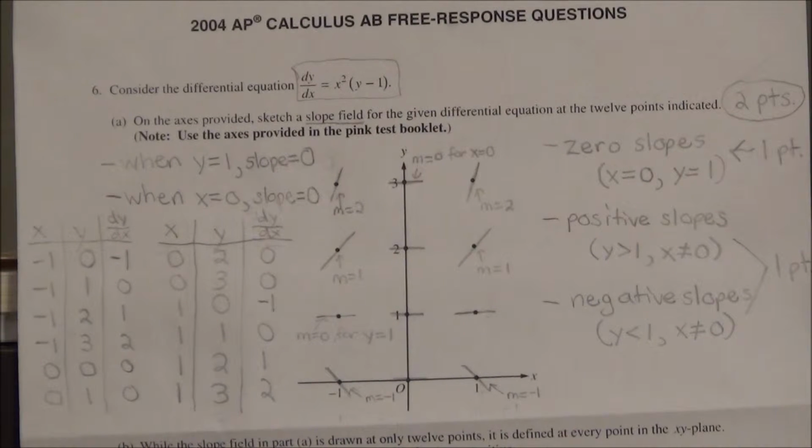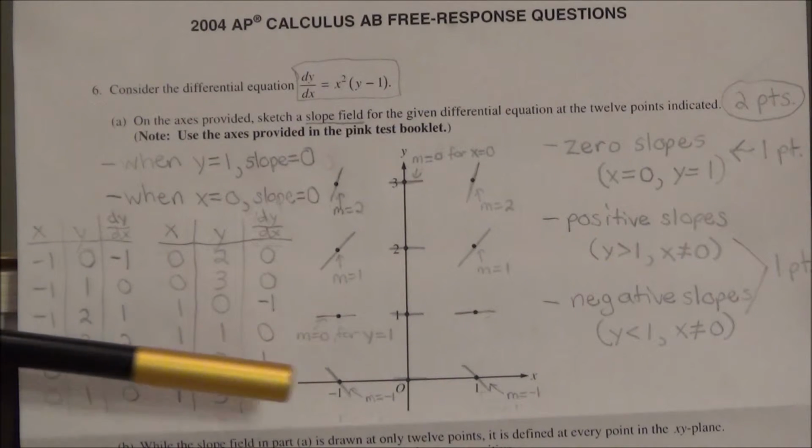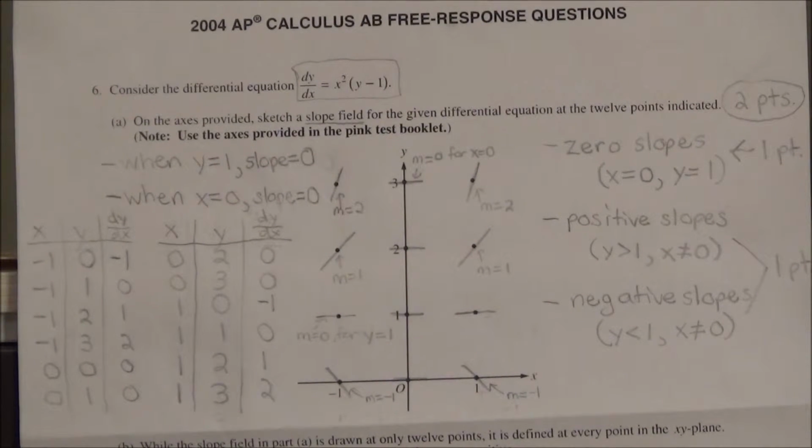For the other slopes, I would use what I call a three-column t-chart. A three-column t-chart can cohesively organize your x and y values and produce slopes at the same time. For example, let's take the point (negative 1, 0). You can plug in negative 1 for x and 0 for y. Negative 1 squared would be 1, and 0 minus 1 would be negative 1. When you multiply 1 and negative 1 together, you get a slope of negative 1. So as I've drawn here, at point (negative 1, 0), the slope is negative 1.